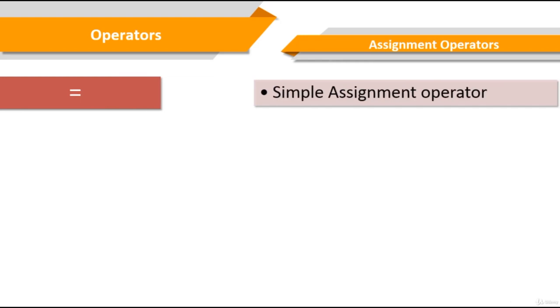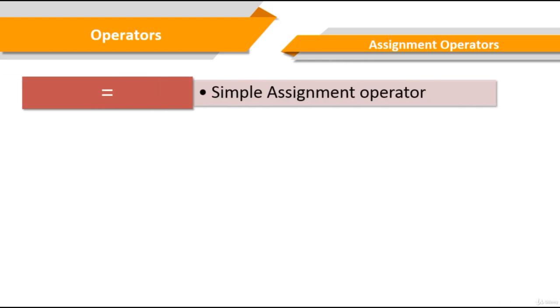Assignment operators are pretty much the most common operators. An assignment operator assigns the value on the right to the operand on its left. Okay? So equal to is a simple assign operator. It assigns values from the right side operands to the left side operand.